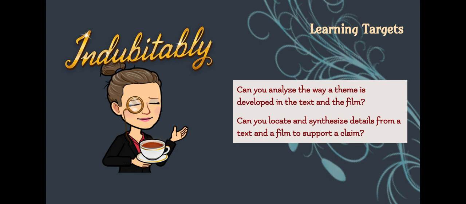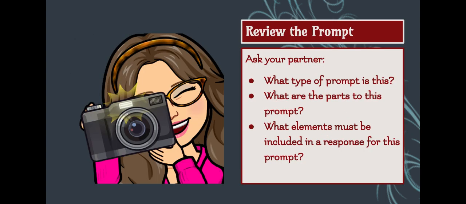Here are our learning targets for this lesson. Can you analyze the way a theme is developed in the text and the film? Can you locate and synthesize details from a text and a film to support your claim? You will revise your content and ideas to ensure your work is appropriate to the task, purpose, and audience. This will help you develop your work.